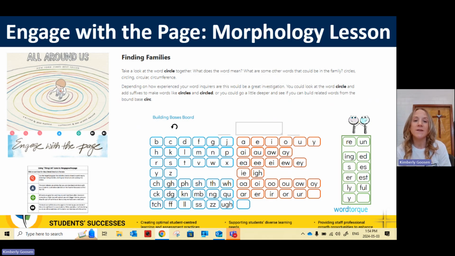As well, they do have something called a building bases board. So that's under the tools on this website. And so you could actually have this up on your loft board, smart board, whatever you might have for technology, and you'd be able to build words with that board.